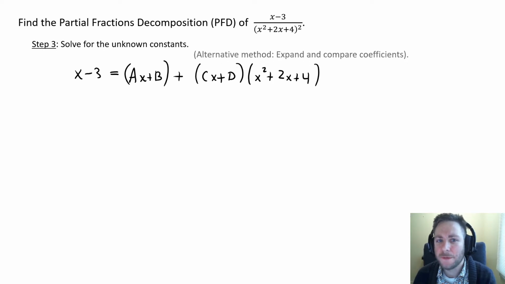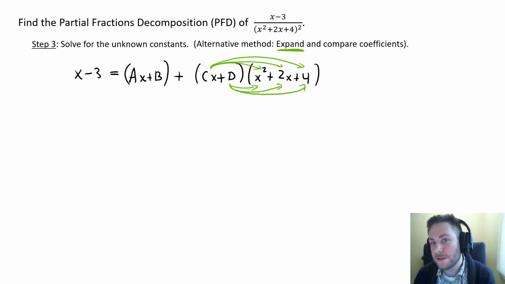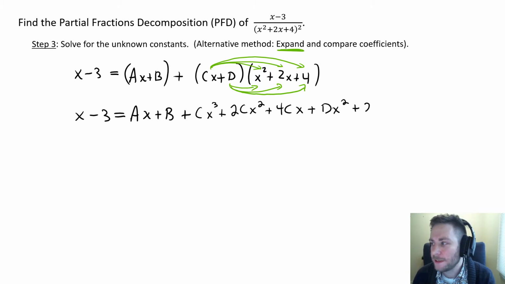But instead, I'm going to show you an alternative method that I like to use in these types of situations. Rather than plugging in x values, we're going to expand and compare coefficients. So let me show you what I mean by that. When I say expand, I'm referring to multiplying everything out on the right-hand side. So you can pause and check that you'll get these results after expanding.